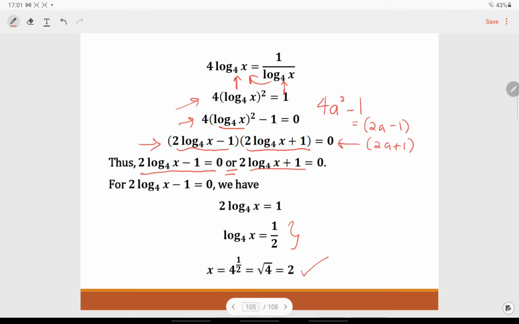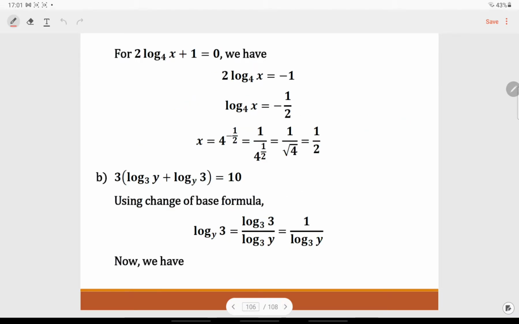Now we move to the other one. For 2 log x base 4 plus 1, we take 1 to the other side, so we have negative 1 here. We take 2 to the other side, so we have negative half. So we change from logarithmic form to index form, and we have this equation. So finally, the answer is half. So we have two answers: x equal to 2 and x equal to half.